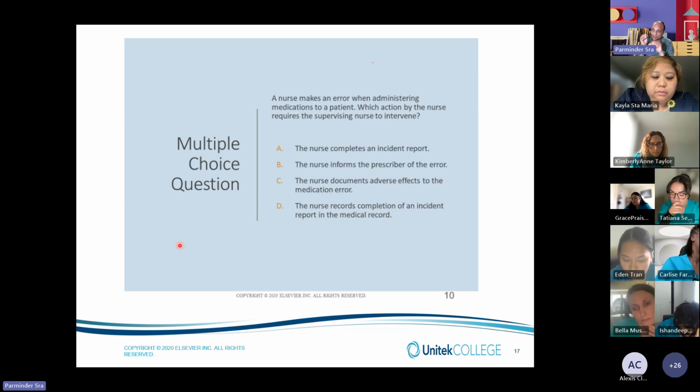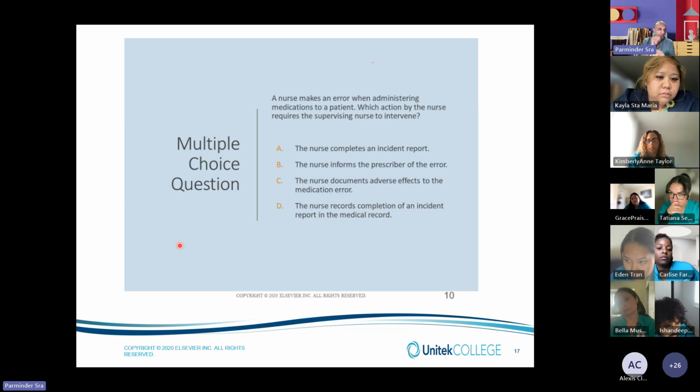And the nurse should write the incident report, but it should not be a part of the medical record. An incident report is an internal document for that facility itself. It should be placed at a different place. Every facility has its own place where you put the incident reports. That should never be a part of the patient's medical record.